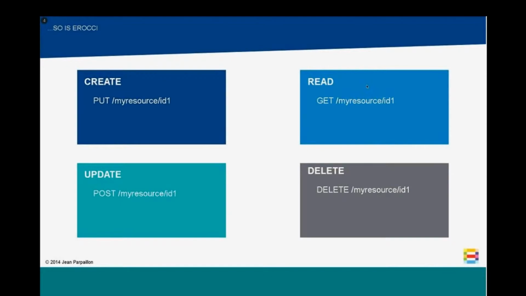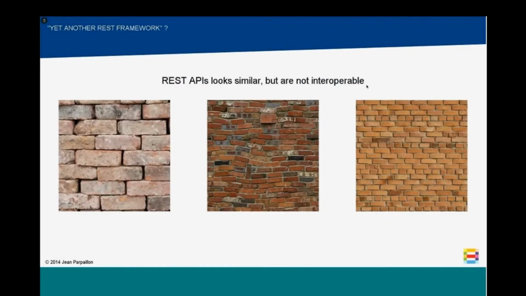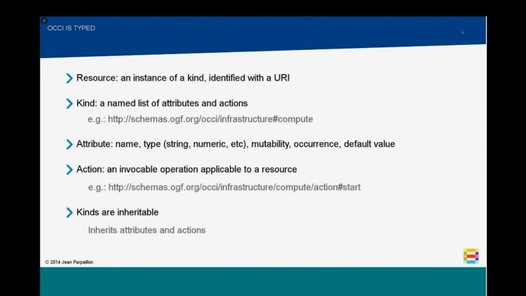Okay, so erOCCI is a REST framework. But is it still another REST framework like any other? Not exactly, and this is what I will try to demonstrate, because there are many kinds of REST APIs. REST is just an architecture, and it's not a standard. REST APIs are not interoperable. They look similar, but they are not exactly similar. They are not based on a single language or a single data representation.